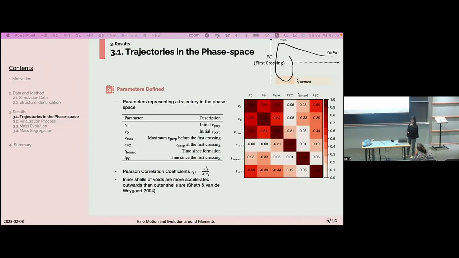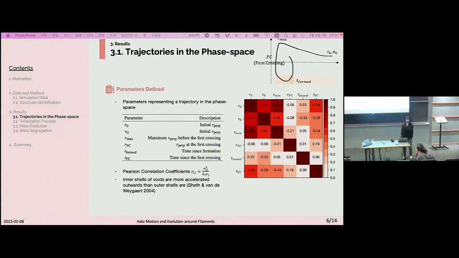And we will constantly be talking about the FC. These are first crossing. So I told you earlier that some halos are passing the pericenter several times, but we are only focusing on the first crossing moments. So R_FC is the distance to the filaments at their first crossing moment, and T_FC is the time since crossing.